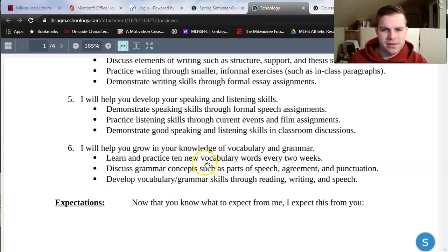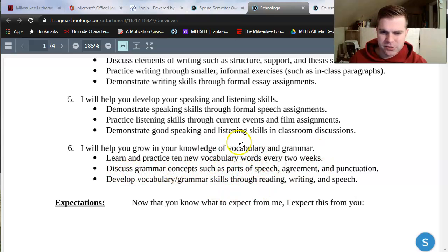Last part of my job is the nuts and bolts of English, vocab, and grammar. I want to help you grow in your knowledge of vocab and grammar. Just keep expanding what you know about our language. We are going to learn and practice 10 new vocab words every 2 weeks. I think we have our first set coming up in 2 weeks, actually. We'll take our first 2 weeks off of vocab, but then we'll start getting back into it once we start reading again.